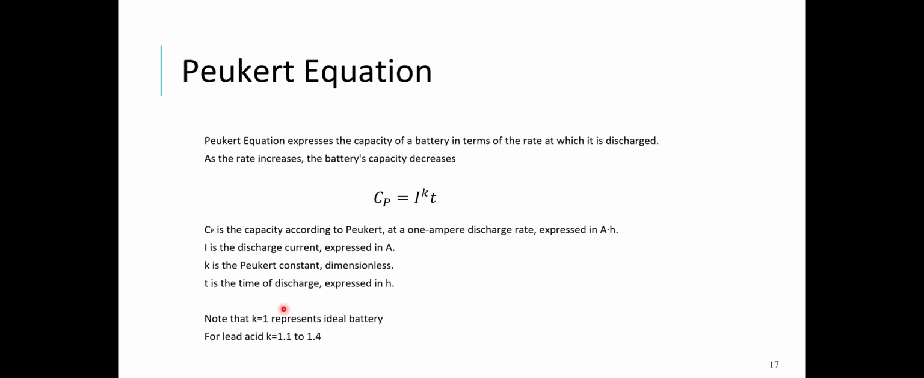But in reality, this Peukert coefficient might be in the range of 1.1 to 1.4. For very good batteries, it's in the 1.05 to 1.1 range. So very high performance lithium-ion batteries are in that range. So let's plot this Peukert equation.